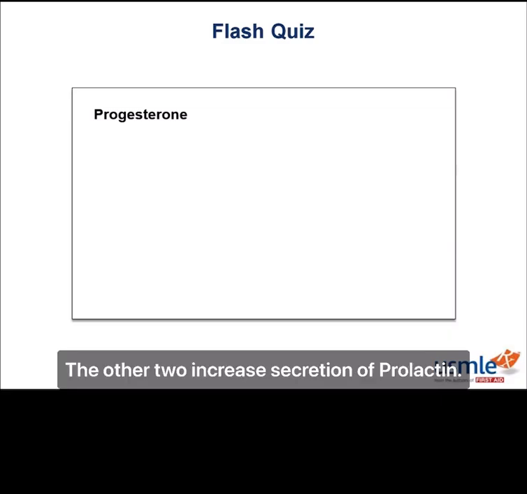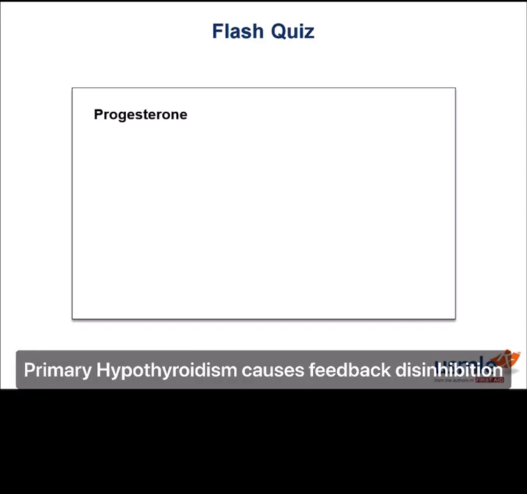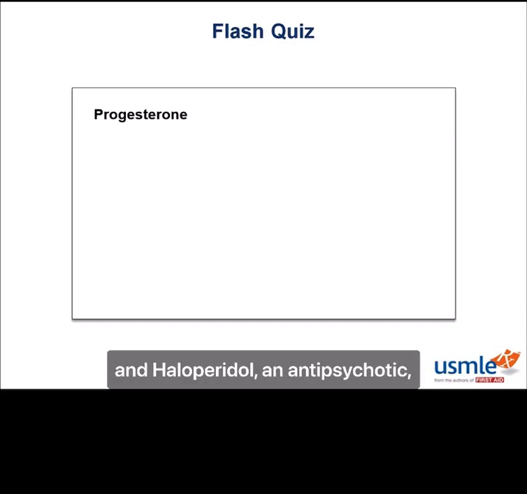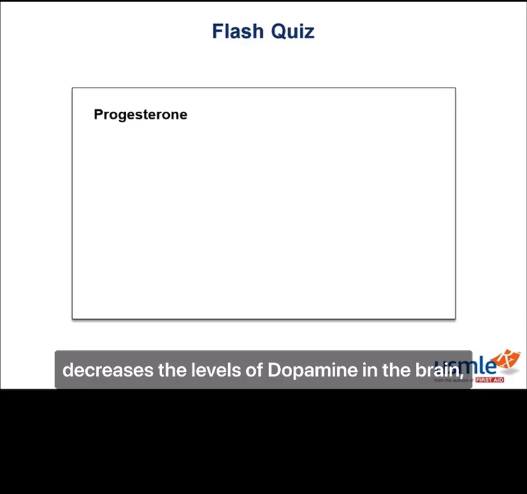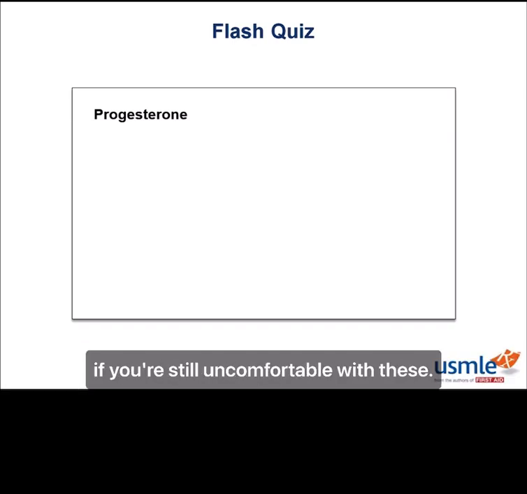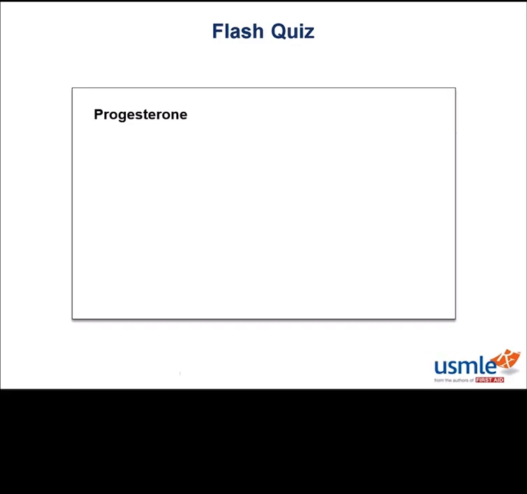The other two increase secretion of prolactin. Primary hypothyroidism causes feedback disinhibition of TRH, which stimulates prolactin secretion. And haloperidol, an antipsychotic, decreases the levels of dopamine in the brain, which disinhibits the secretion of prolactin. I recommend you go back to those diagrams in the video if you're still uncomfortable with these. It can take a couple of looks to figure out.